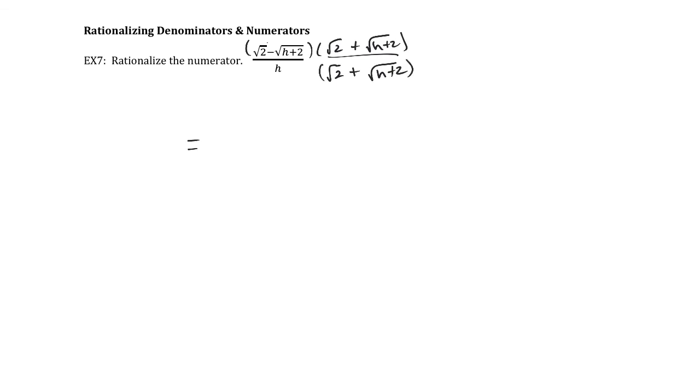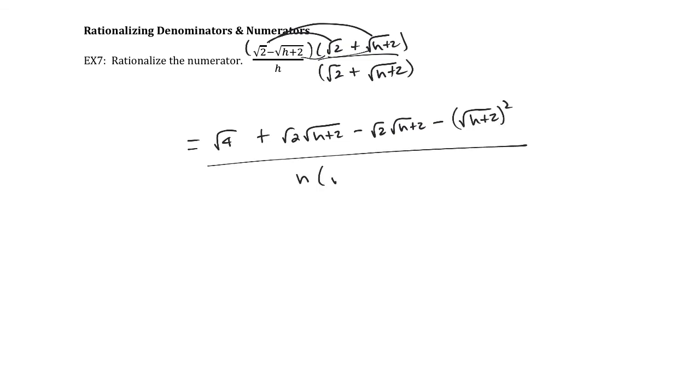So then what would happen is we'd multiply that. It'd be square root of 2 times square root of 2, which is square root of 4. And then we'd have plus square root of 2 times square root of h plus 2. And then multiplying our negative square root of h plus 2, that would give us minus square root of 2 times square root of h plus 2. And then finally minus square root of h plus 2 times itself. So that's quantity squared. And down in the denominator, we just have h times square root of 2 plus square root of h plus 2. Okay, so these are adding up to 0 in the middle there.